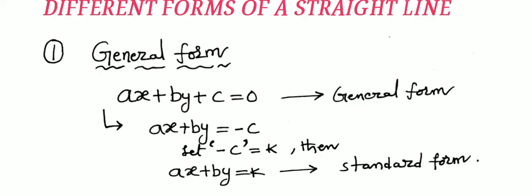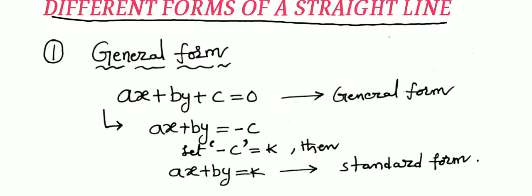In today's class, we are going to see different forms of a straight line. First one, general form: Ax + By + C = 0. The equation which is written in the form of Ax + By + C = 0 is called the general form. A, B, C are real numbers.